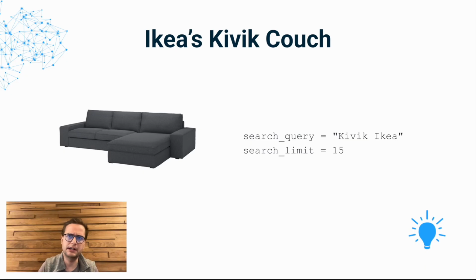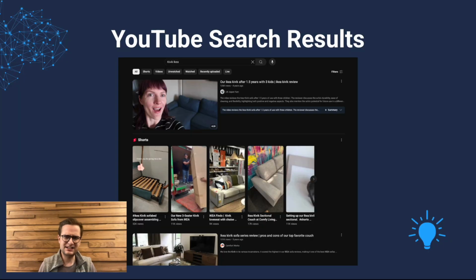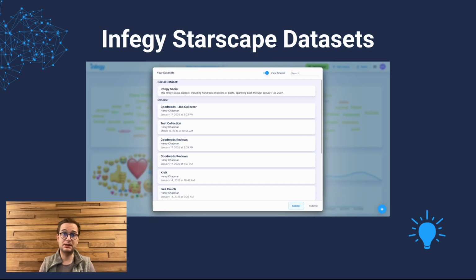We'll define our search query. So we're using the words Kivik and then IKEA, and we're going to specify a search limit. Currently, we'll just look for the top 15 videos returned. We could increase that if we wanted to, but we'd have to wait longer to collect the data. Here's just an example of how that process works. So you can see our search term for Kivik and IKEA, and we're going to be collecting the top 15 videos and all of the underlying comments associated with those videos with our script. You'll see that once we populate the dataset into Infegy's servers, it pops up automatically as a custom dataset.